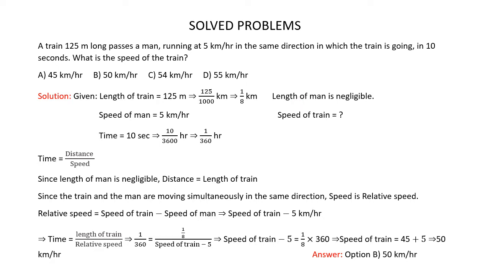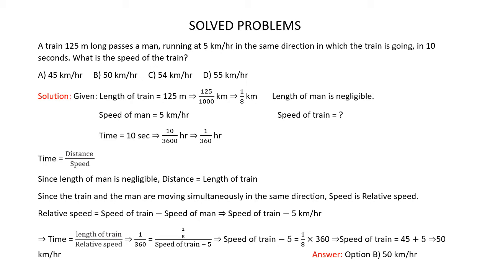It's given that the speed of the man is 5 kilometers per hour and we are asked to find the speed of the train. It's also given that the train passes the running man in 10 seconds. Since all the options are given in kilometers per hour, let's convert the seconds to hours. We know that 3600 seconds is 1 hour. So 10 seconds is nothing but 10 divided by 3600 hours, which is nothing but 1 by 360 hours.